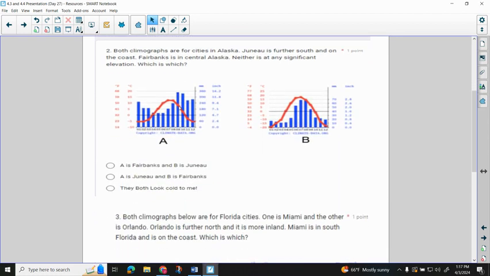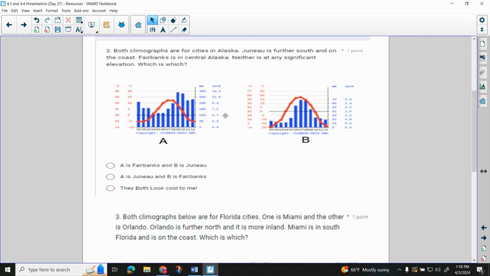Coming over here, two cities in Alaska. You're told that Juneau is further to the south and on the coast, and then Fairbanks is inland and further north. The latitude isn't going to have a big role here because we're talking about Alaska. Both locations are pretty far north. So what's really going to have an impact here is that proximity to the water.